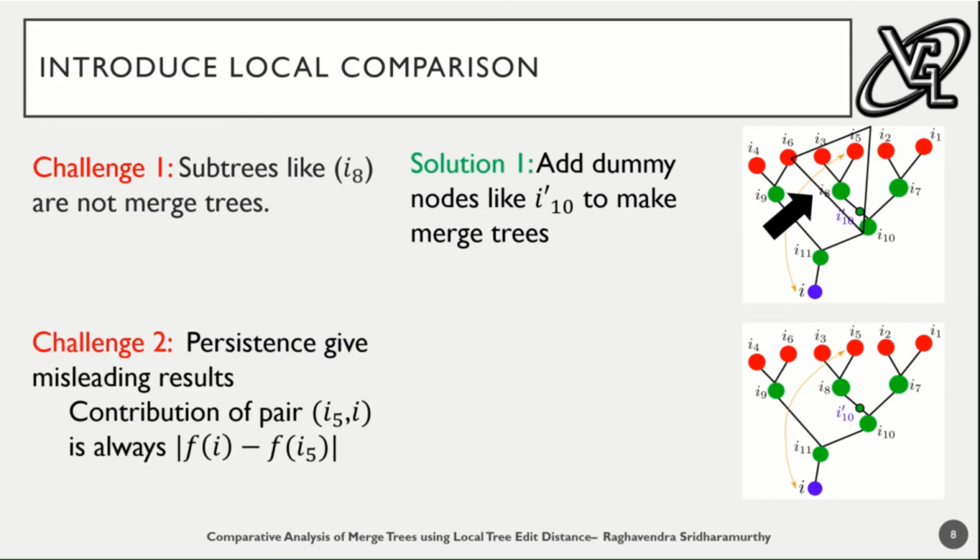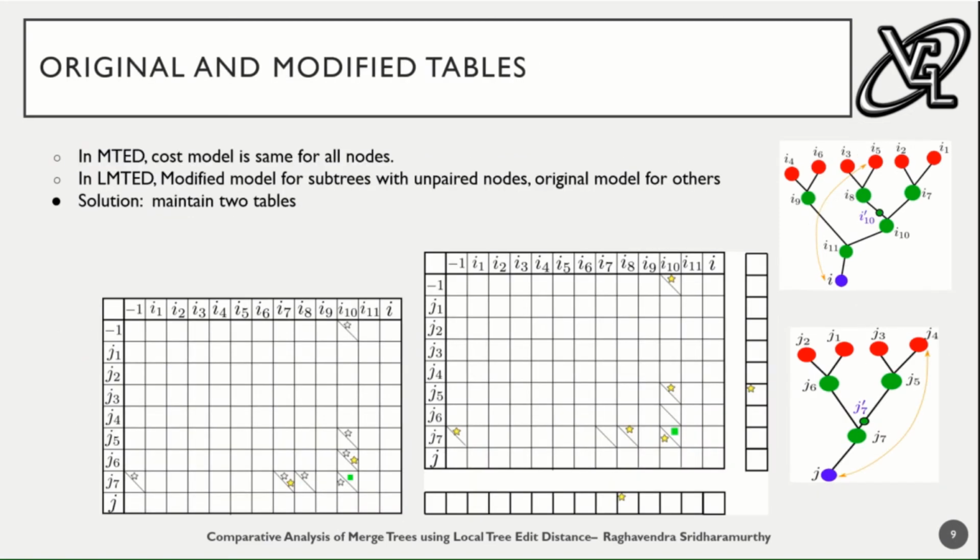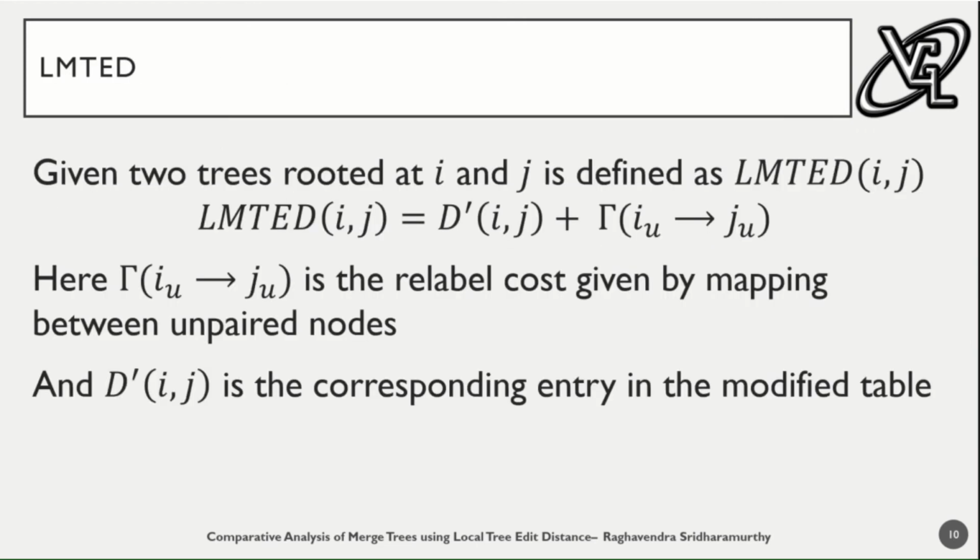Secondly, we alleviate misleading results due to the global persistence, which makes the contribution of nodes like I5 the same irrespective of the subtree considered. By introducing truncated persistence, which is dependent on a particular subtree, we localize its contribution. This results in an additional DP table. Here for the trees I10 and J7, we highlight the entries in the original and the new table required to calculate the tree edit distance. For further details, one can again refer to the paper.